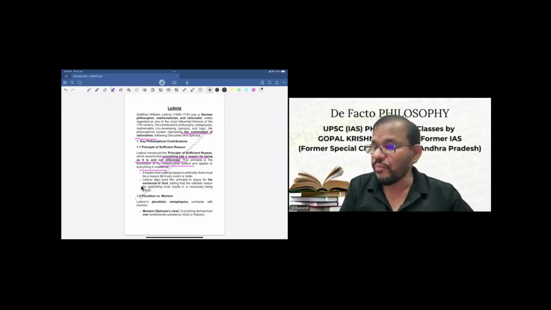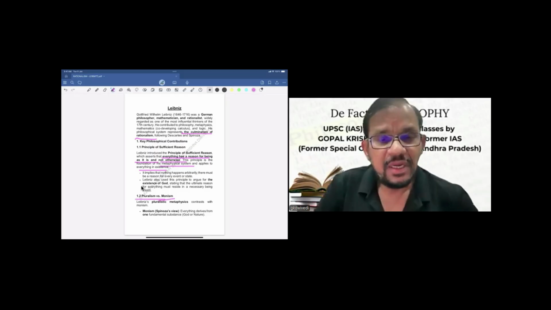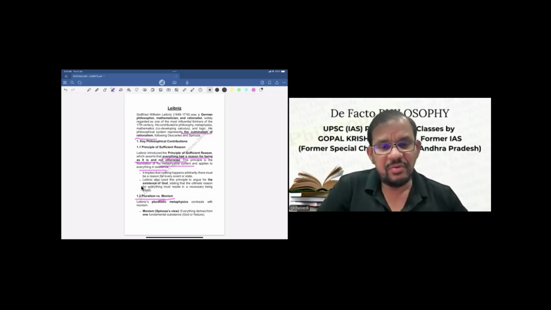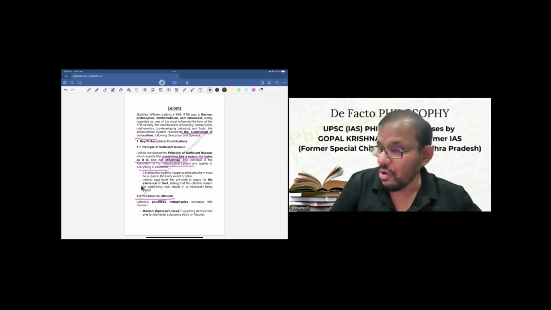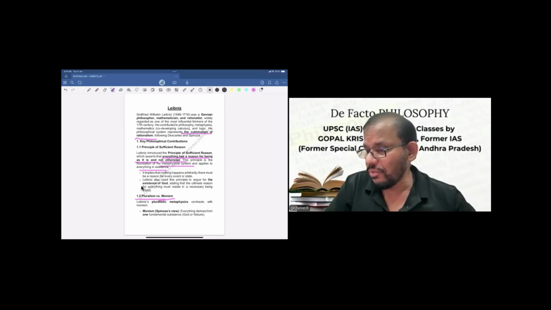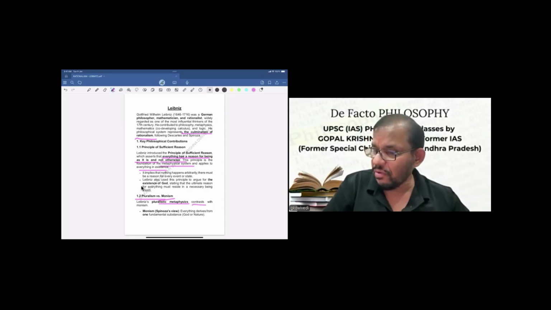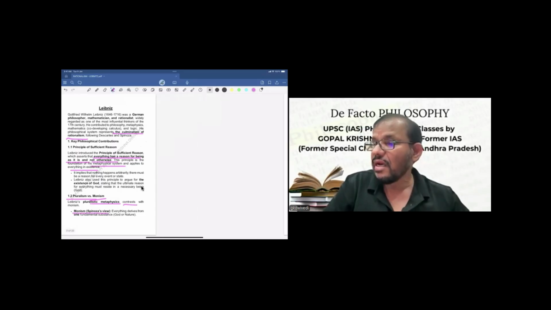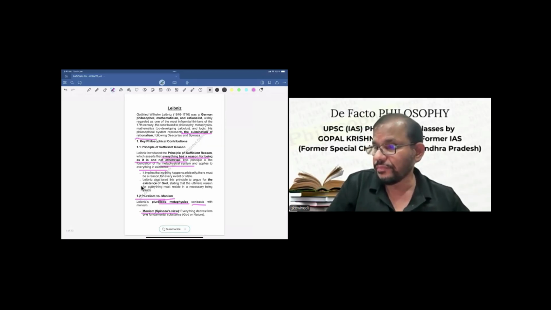Second is pluralism versus monism. So he has given a pluralistic theory. See, Spinoza has given monism. Before that, Descartes has given dualism. Now, what Leibniz has done is make it a plural theory, pluralism. So now his pluralistic metaphysics. Let us see the monism of Spinoza.